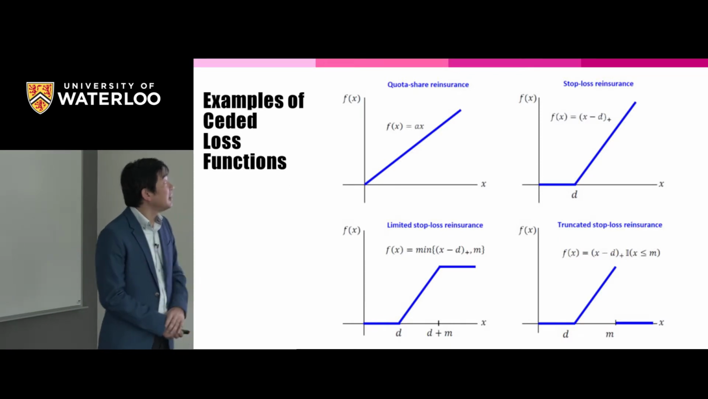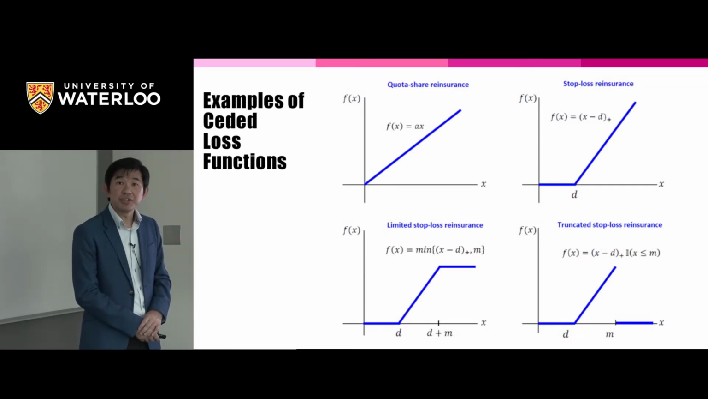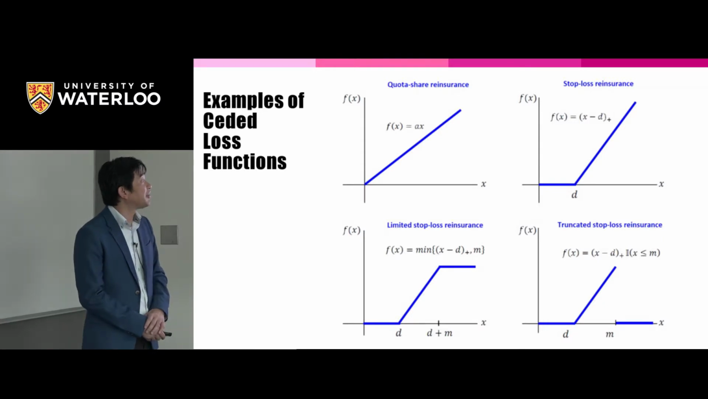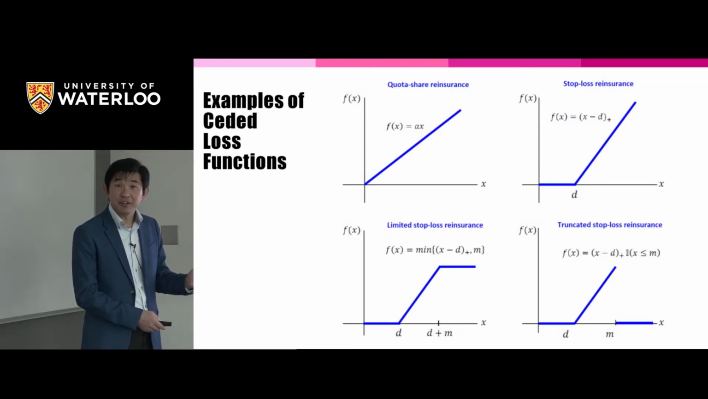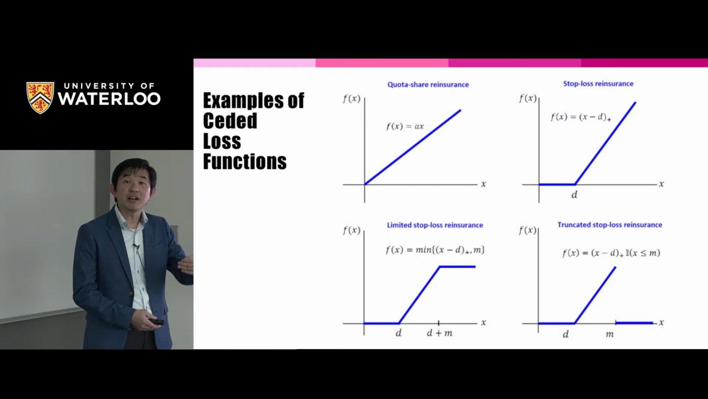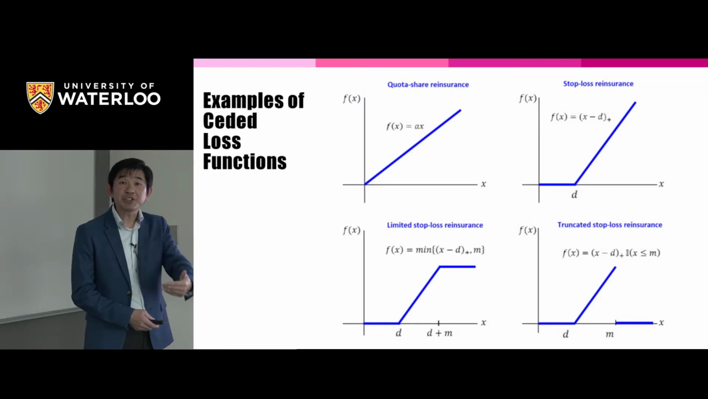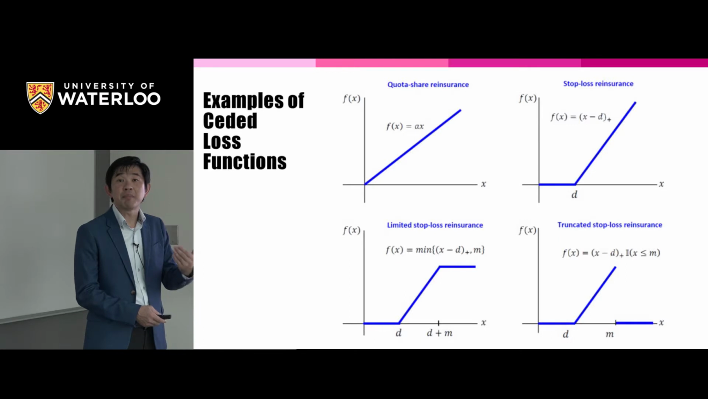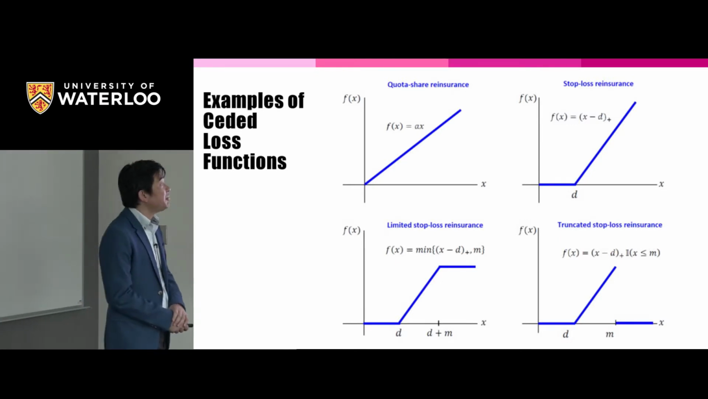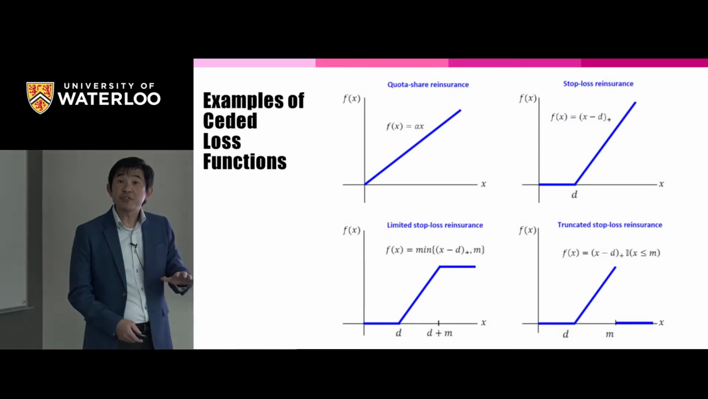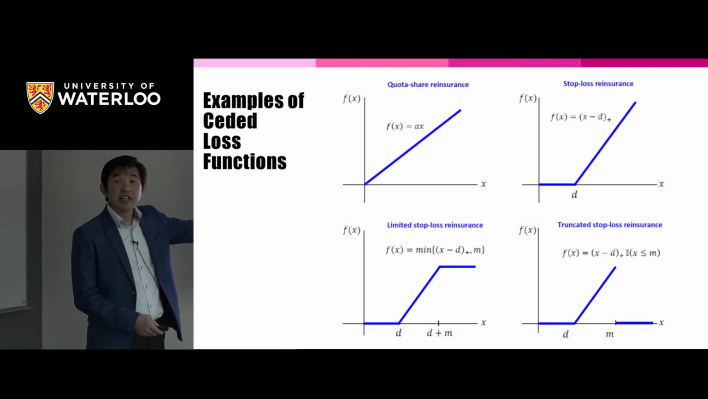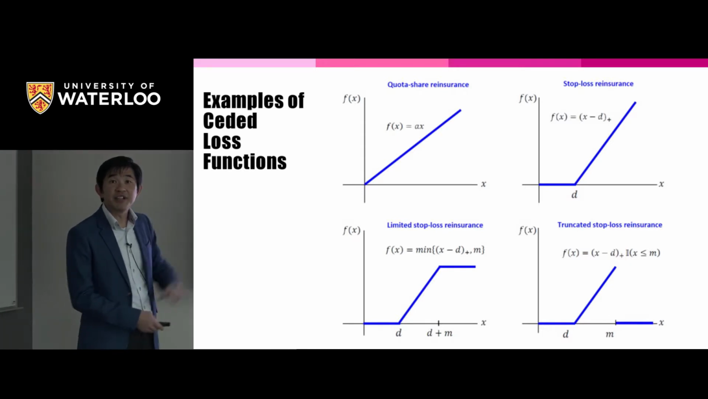On the upper right corner, this is an example of the stop-loss reinsurance. Again, this is another very common reinsurance treaty. We say that for losses that are less than d, which is a retention level, the amount that will be paid or indemnified by the reinsurance company is 0. For anything above d, there will be a reimbursement of losses from the reinsurance company to the insurance company of an amount equal to X minus d. Another important feature of this stop-loss reinsurance is that, from the point of view of the reinsurance company, the insured risk is unlimited, in the sense that there is no upper bound.